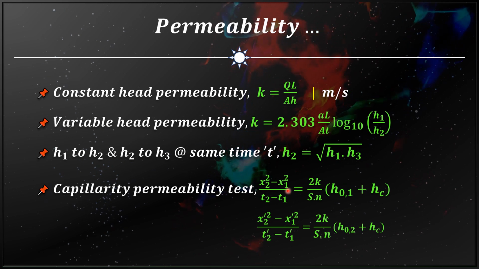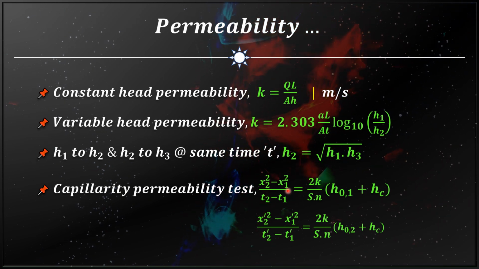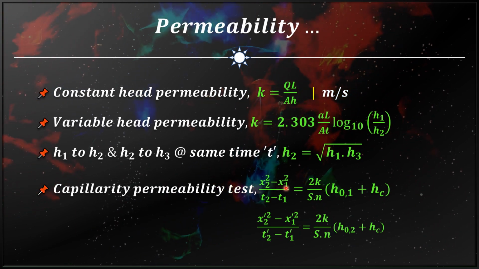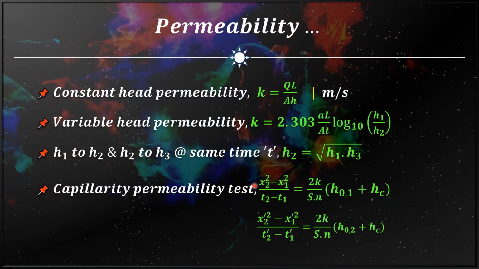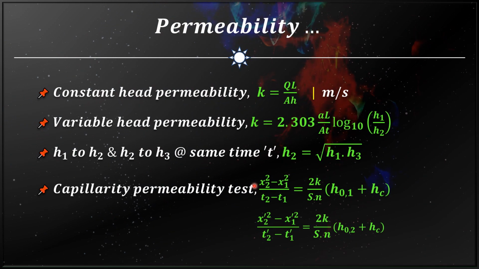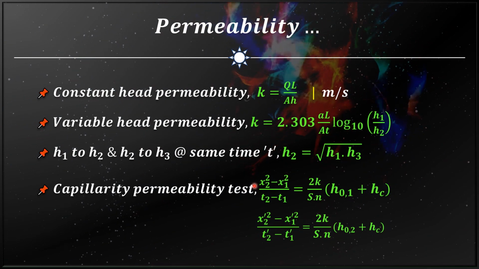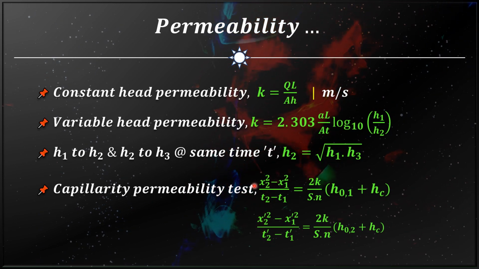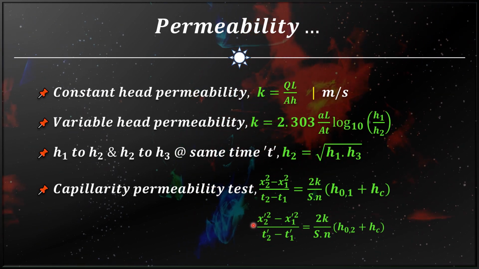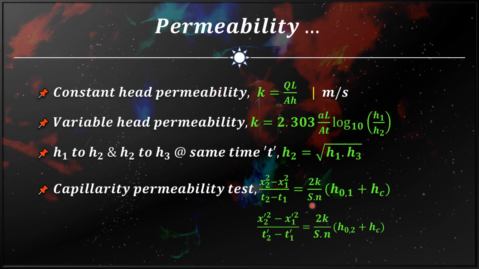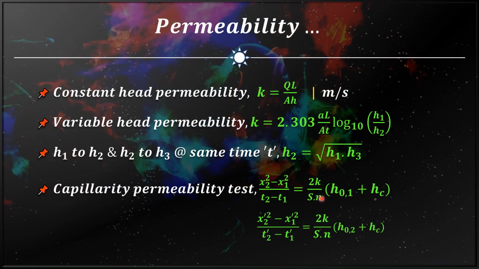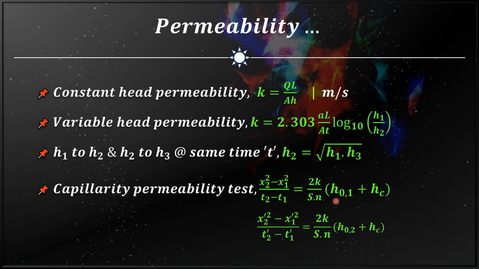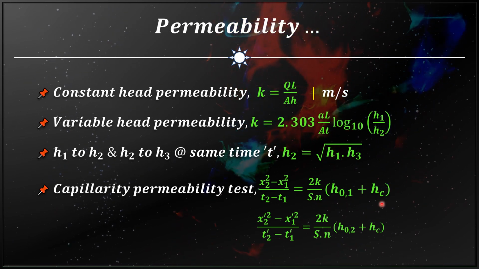And this x1 and x2 are some distances in the first stage, that is, the wetted surface moved from x1 to x2 distance. The wetted surface in the capillarity permeability test moved from x1 distance to x2 distance at time t1 to time t2. Similarly in the second stage also. And what is S here? S is the degree of saturation and n is the porosity value. And hc, we know, is capillarity rise or fall, capillarity fall.